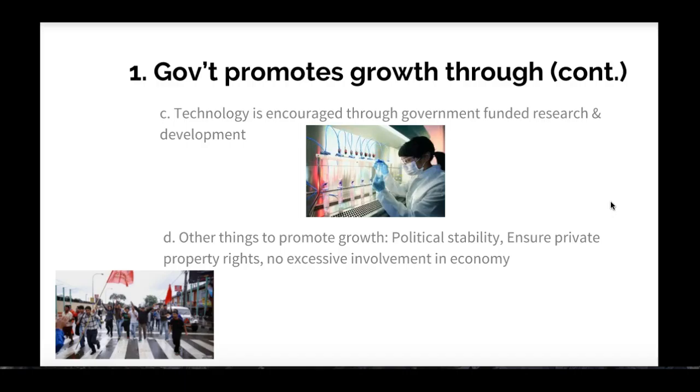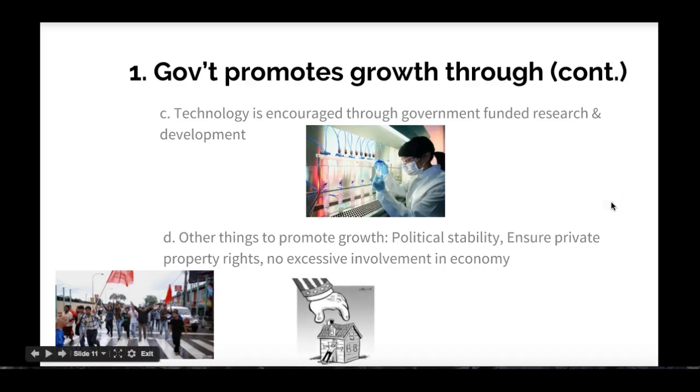This particular picture is of a demonstration in Thailand, or in Nepal, and so they were obviously not agreeing with whatever the government was doing at the time. Also ensuring private property rights, because if you're constantly having an idea that either another private citizen or the government is taking from you, or in this case, as my picture illustrates, your house, it doesn't really encourage a whole lot of growth. People don't want to get involved because it's just going to be taken away from me anyways.